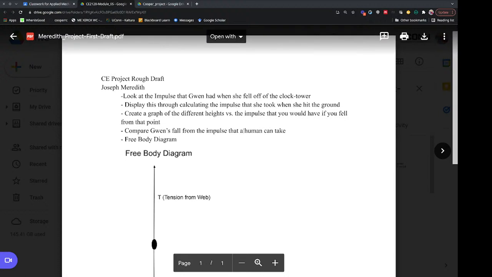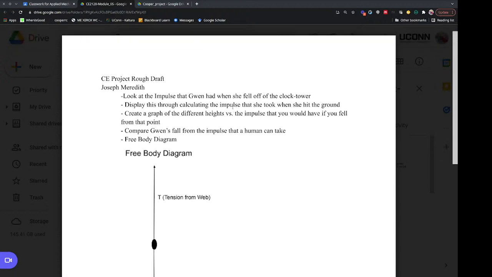So let's take a look here. Oh yeah, with Gwen. Oh, poor Gwen. Some people say that Spider-Man's real love is Gwen Stacy.